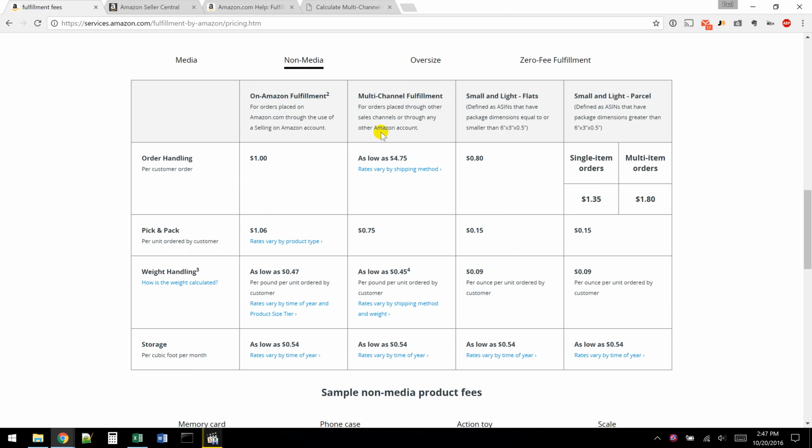So let's take a look at non-media. Your order handling is going to vary based on shipping method. Minimum is going to be $4.75. Pick and pack fee, that's pretty much fixed. That's 75 cents. That is just basically paying for the warehouse worker to go and grab that product and take it off the shelf and stick it into a box. Weight handling fee, that's going to be a per pound fee, and it can go up as the weight goes up. Again, we'll get into those details.